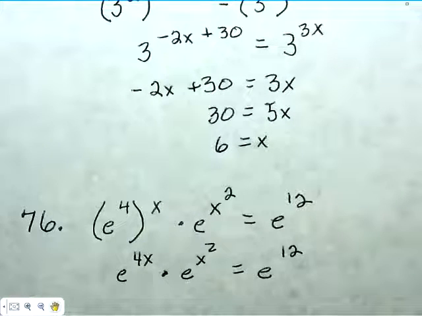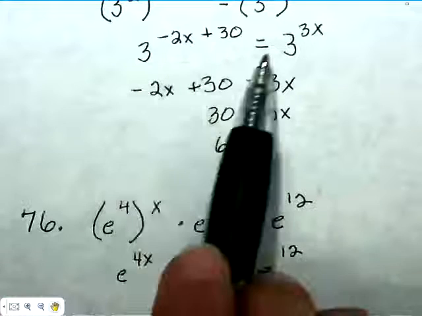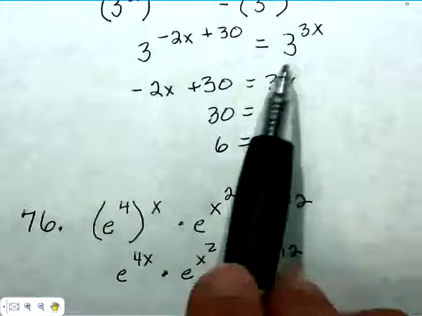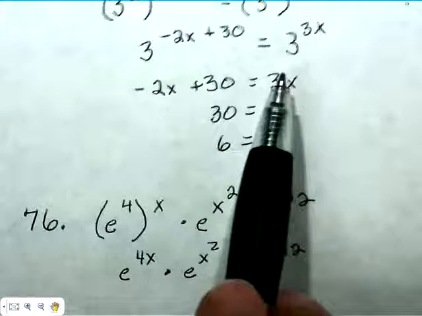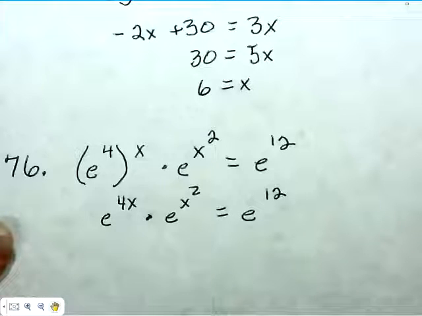Now, I've been saying when both sides have the same base, you can take off the bases. I left something out of that sentence. One word, one important word. When both sides are a single exponential expression with the same base, you can take off the bases.